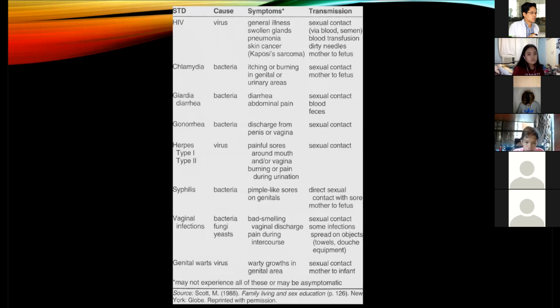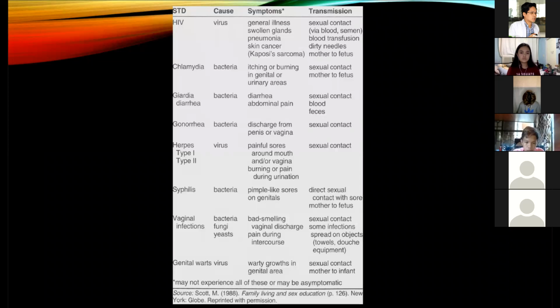Syphilis. Syphilis is bacterial in nature. Pimple-like sores on the genitals. It looks like pimples in the genitals. Mode of transmission is direct sexual contact with the sore or mother to fetus.